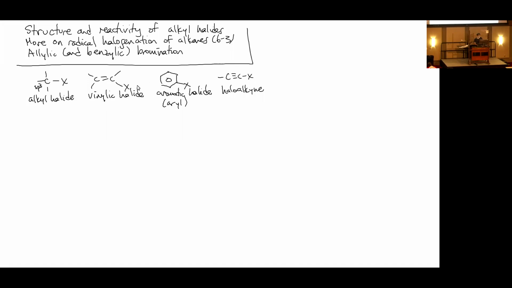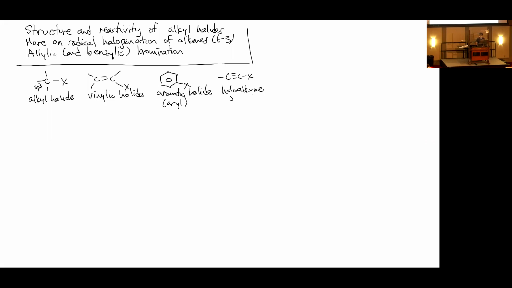But if that halogen is attached to a vinylic carbon, meaning that it's a carbon that's involved in a double bond or a carbon-carbon double bond, those we call vinylic halides. And by the way, we call carbons of that type vinylic, V-I-N-Y-L-I-C. So that's another type that belongs in the same class of compounds, I would say, even though it's not quite an alkyl halide.